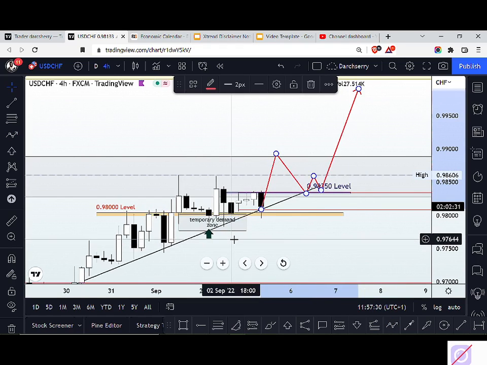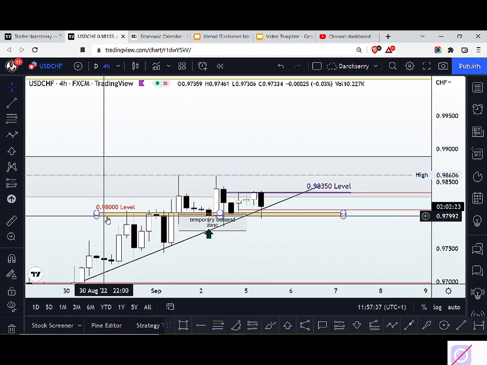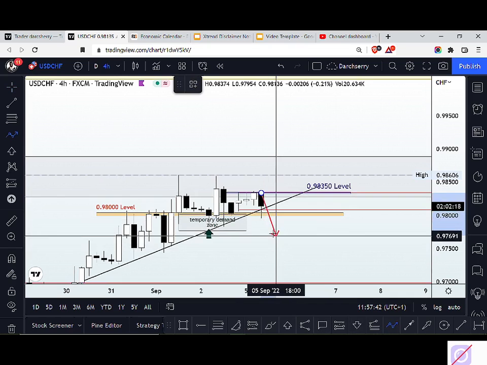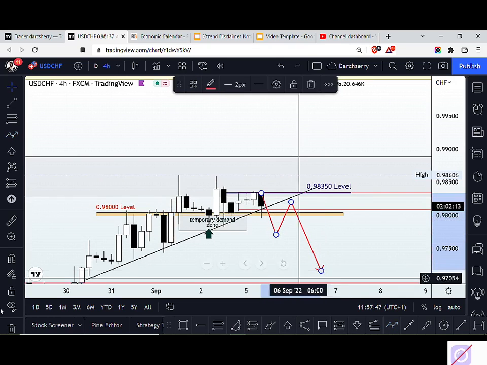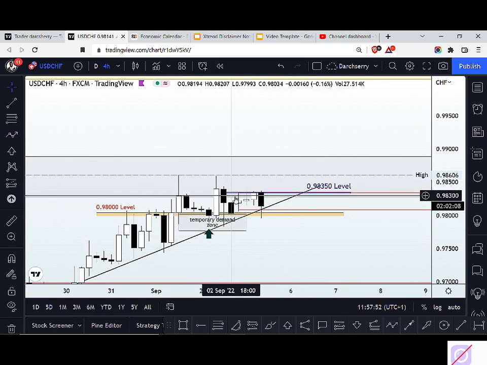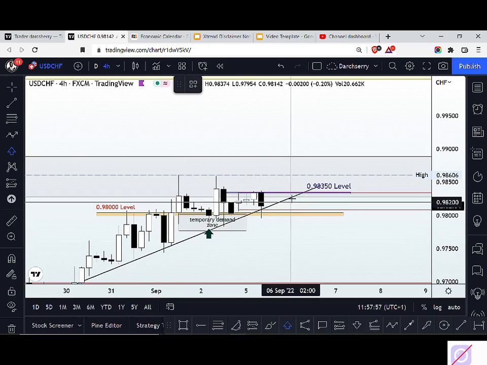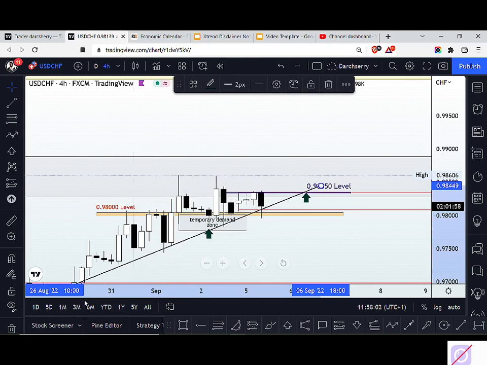So going into the new week, I have identified 3 parameters to guide our action. The first one is the key level here, the 0.9800 level, where I told you we want to see a breakdown of that key level to give us a signal of a bearish momentum, where a retest of structure will give us a confirmation to join the decline. And then we have another level at the 0.98350 area that is going to be giving us a signal for bullish momentum. And also we have the bullish trend line, which is going to also be our guide.